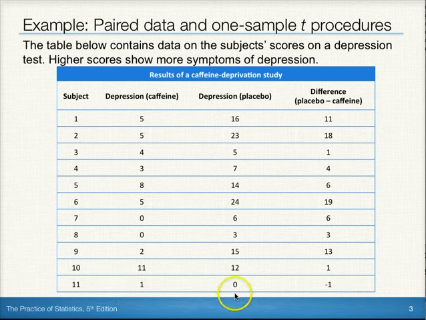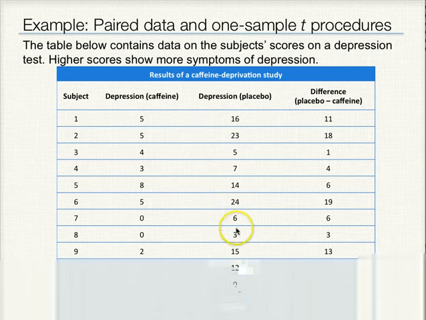Now, this table contains data on the subject scores on a depression test. Higher scores show more symptoms of depression. So we have our 11 subjects here and their depression scores on the first test. We also have our 11 subjects and their depression scores on the placebo test. And then we also have the difference between those scores. And we went placebo minus caffeine because for the most part the placebo scores are greater than the caffeine scores, and that resulted in positive values for the most part in the difference column.